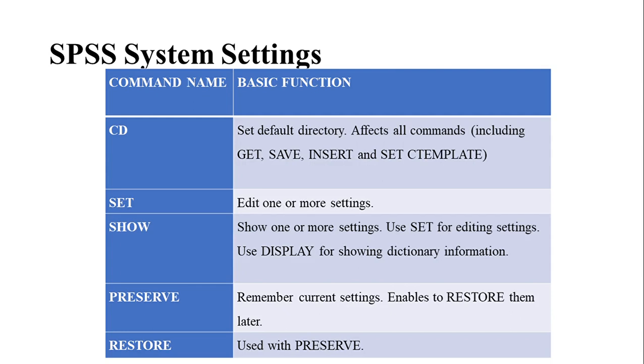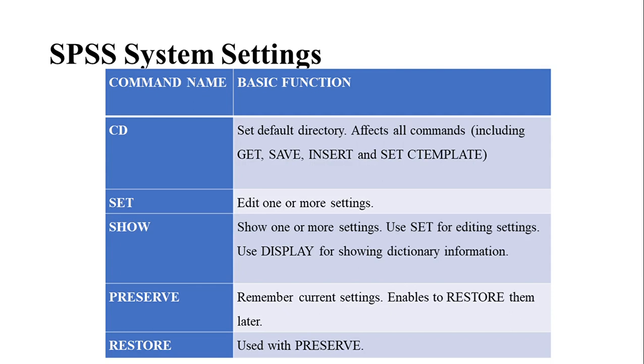Then the next one we have is the show command. The show command displays one or more settings. Use set for editing settings, and use display for showing dictionary information. So you run the show command. Maybe if you are not sure of what you want to do, you just write the show command, and then it will help you use the command that you want to use, for example, set for editing the settings, or display.